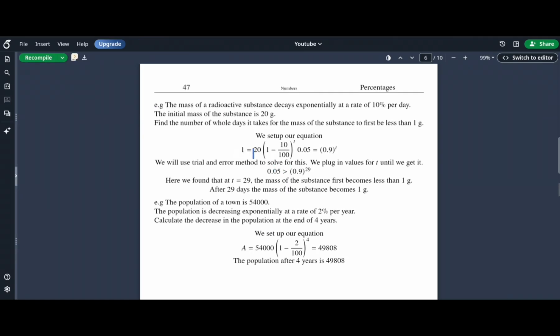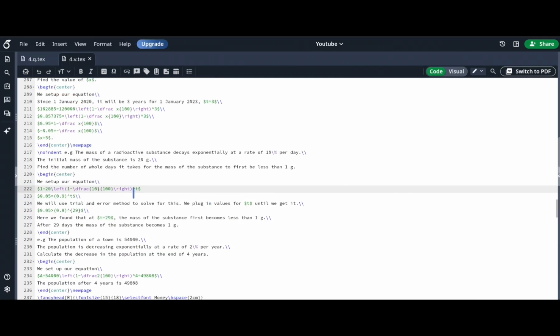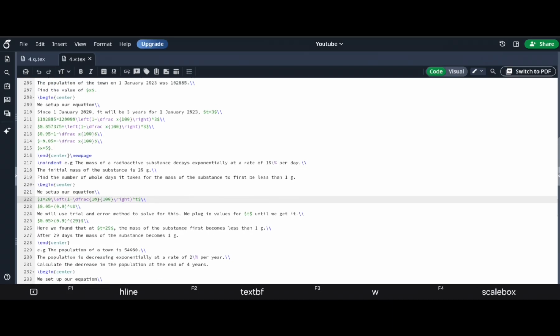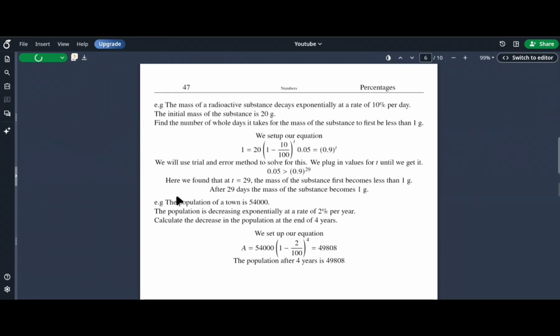So we set up our equation. What is our initial? 20. What we want, the final, 1. What we have is the time period and this exponential decrease. What do we do? We forgot to put a new line in here, in the code.